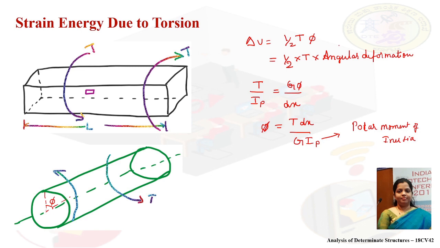Substituting the value of phi in equation 1, we will get delta U is equal to half into T square divided by G into IP into dx. So strain energy of the beam is given by integral 0 to L of T square by 2GIP into dx.